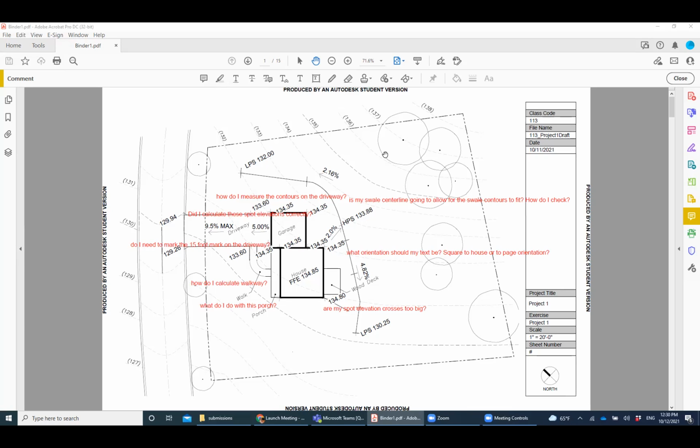Do I need to mark the 15-foot mark? Yes, you do need to mark them. Right now, I see you do have 2 spots there, but move them over to be on the pavement. How do I calculate the walkway? That is for next time. What do I do with this porch? Okay, are my spots okay? Yeah, your text should always be parallel to the bottom of the page.